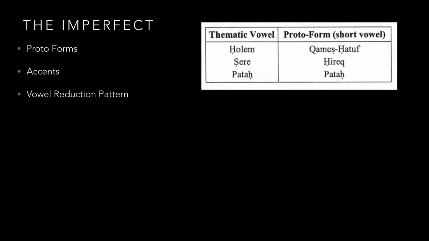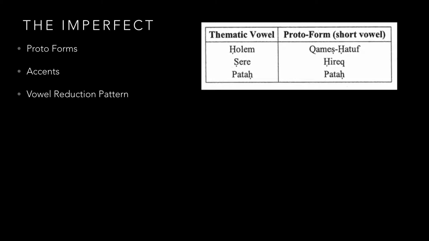With the protoforms of the imperfect, it's going to be pretty standard here, where we have a holem, the O class thematic vowel. We're going to reduce that, or shorten it rather, to a kametz hatuf. Where we have a tsere, we're going to shorten that to a hireq, and where we have a patach, we're going to leave a patach. We very rarely, if ever, have a long kametz in the thematic vowel position, and so we're going to get the patach to patach. Short vowels in Proto are short vowels in Biblical Hebrew.